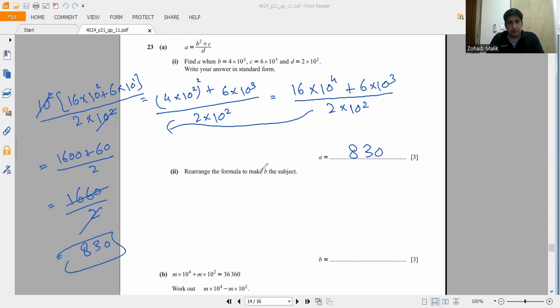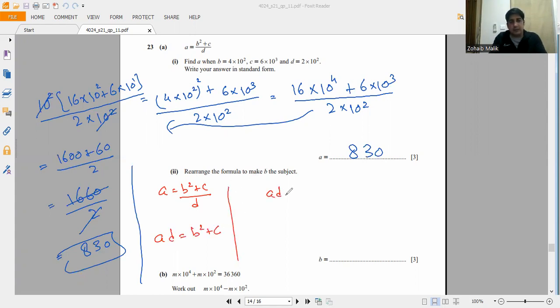Okay, rearrange the formula to make b the subject. So the formula we have, I change the writing. This is a is equal to b square plus c over d. Now we have to make b the subject, so first d, which is dividing, will come here: ad is equal to b square plus c.